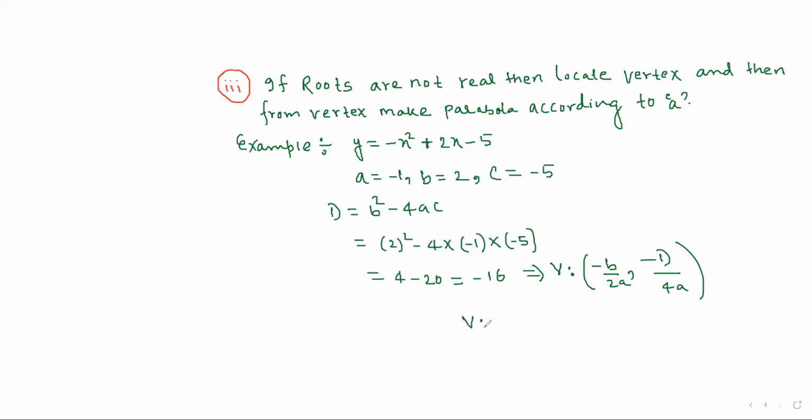So the vertex is simply minus 2 upon 2 into minus 1, comma, minus of minus 16 upon 4a. A is minus 1. So that is 1 comma minus 4. Your vertex will be 1 comma minus 4.